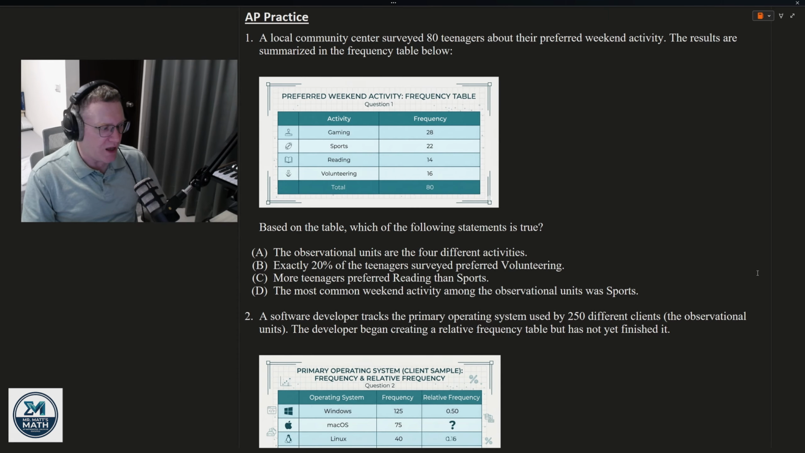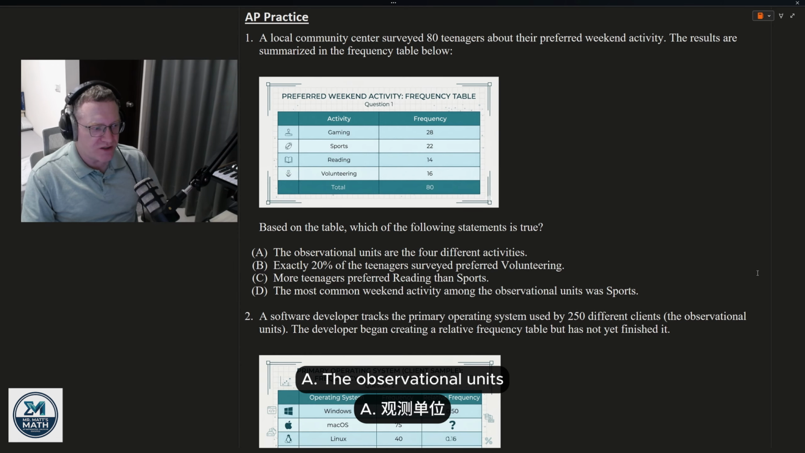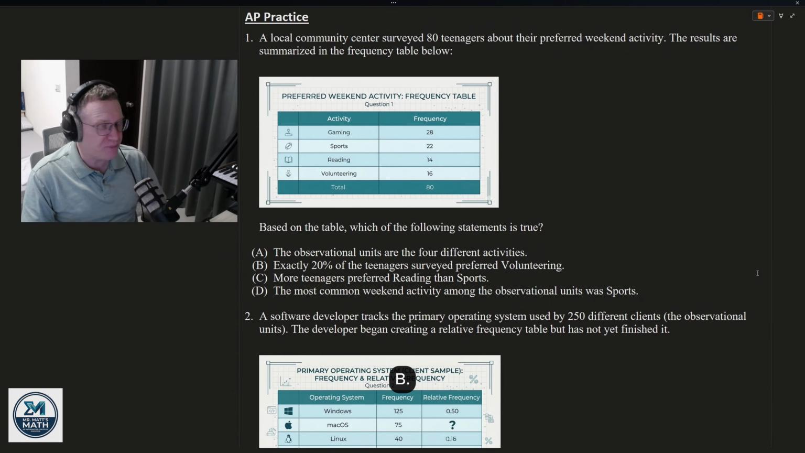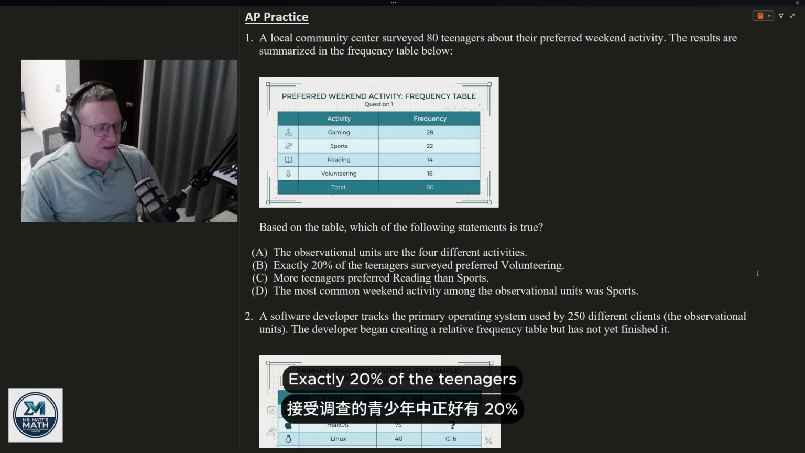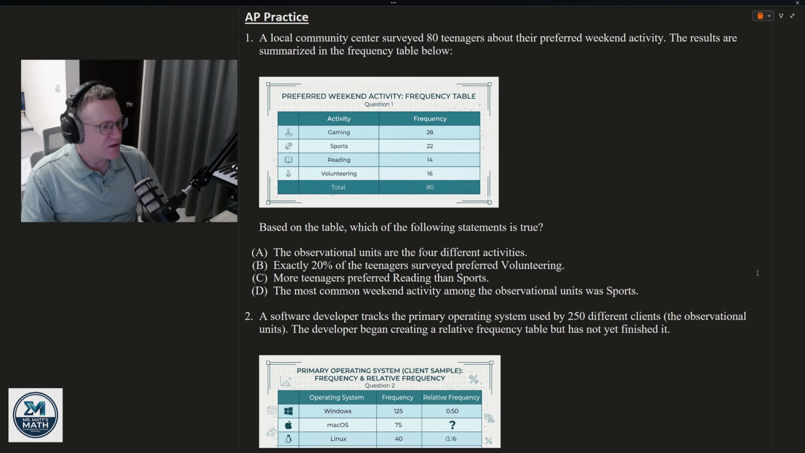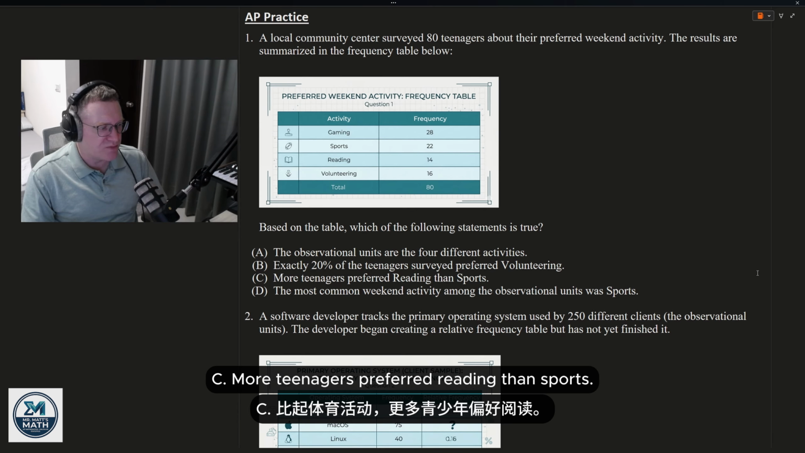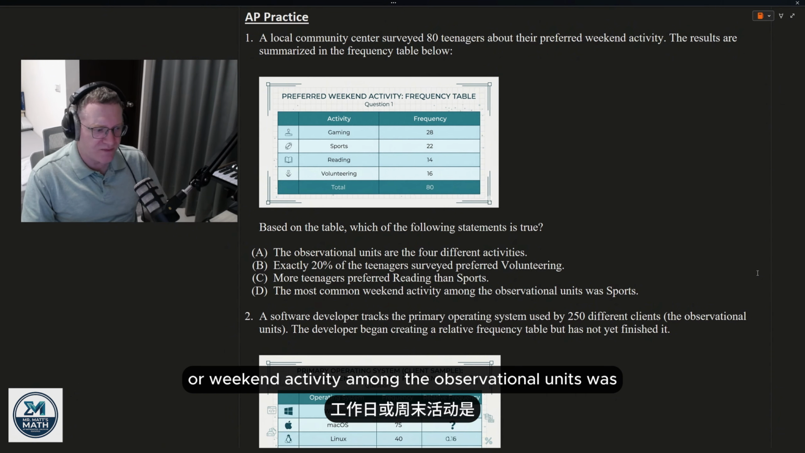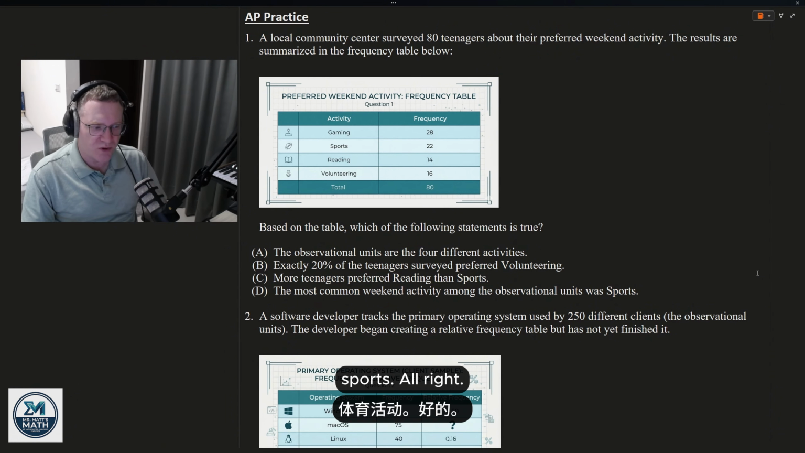Based on this table, which of the following statements is true? A, the observational units are the 4 different activities. B, exactly 20% of the teenagers surveyed preferred volunteering. C, more teenagers preferred reading than sports. And D, the most common weekend activity among the observational units was sports.